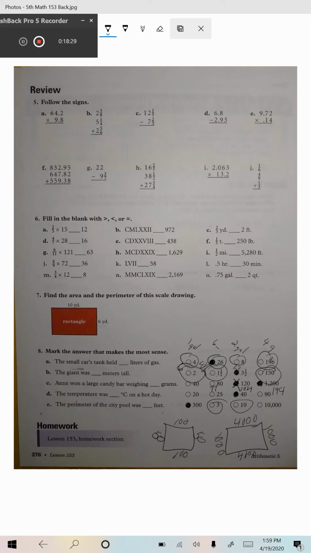Now, you take your guess. Okay. All right, the rest of them I'll leave you on your own.